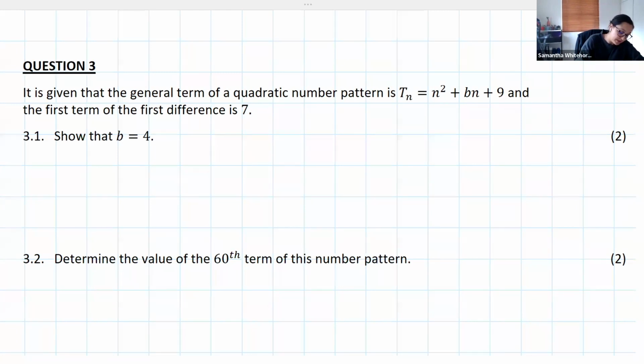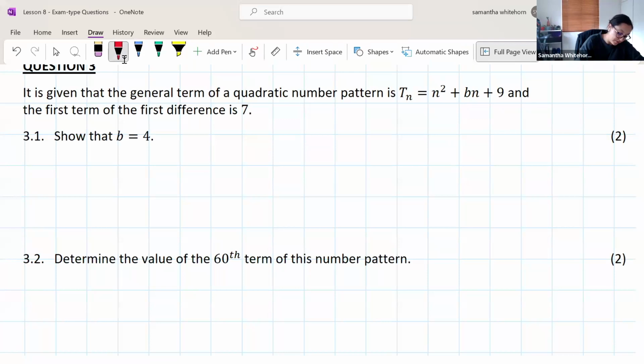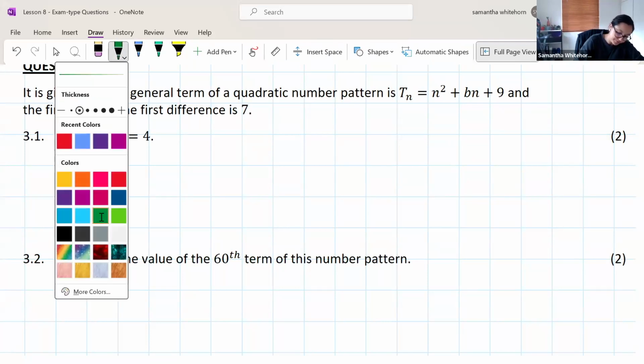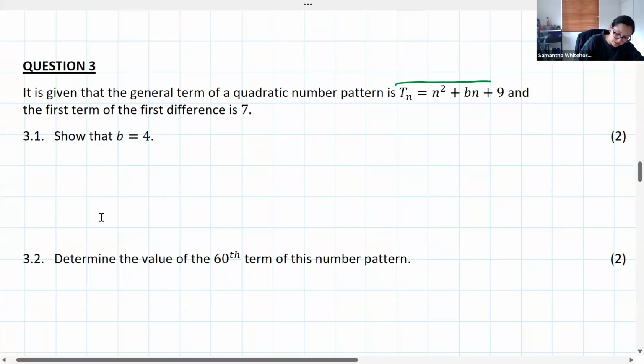So the first thing I'm going to delve into was the initial bit of information about the formula. So we are told that this is our formula. Now remember, this comes from Tn is equal to an squared plus bn plus c.